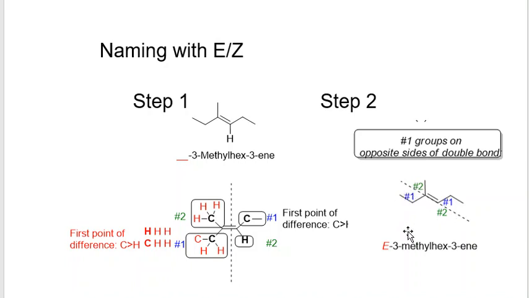Whenever that happens, when the number 1 groups are on opposite sides of the double bond, then we call this an E isomer. If they were on the same side, if the 1 was down here, and the 2 was on the top, we would call that the Z isomer. So oftentimes people will remember that by Z-Zame-Zide. Makes me laugh every time.